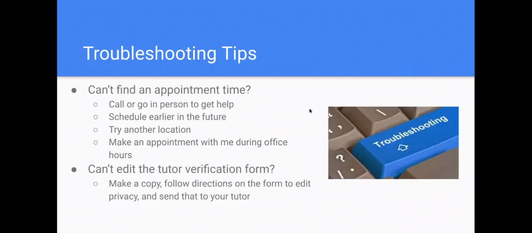Troubleshooting tips for tutoring. If you cannot find an appointment time, I would recommend calling or going in person because sometimes they have a cancellation or they can fit you in. Try to schedule earlier for the next time. Maybe try a different location. If your favorite location doesn't have availability, be open to trying something new. Maybe you'll love it. You never know.